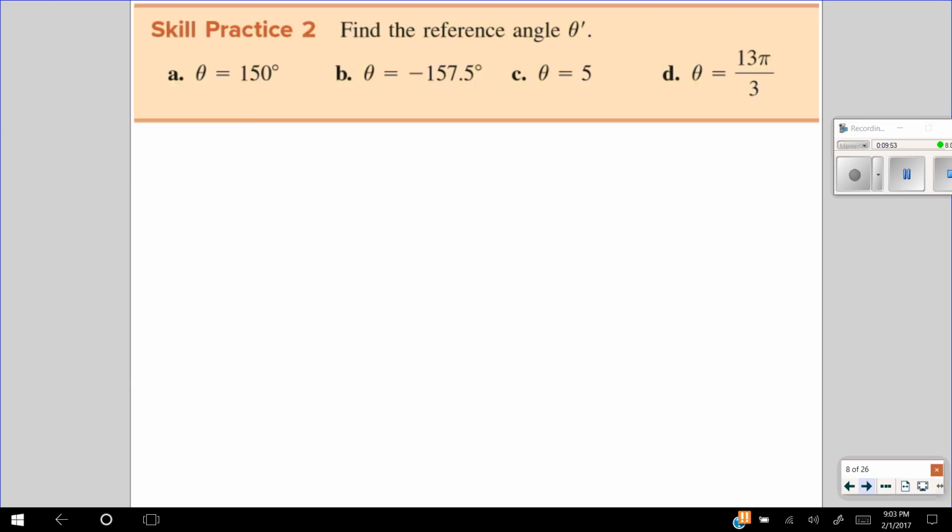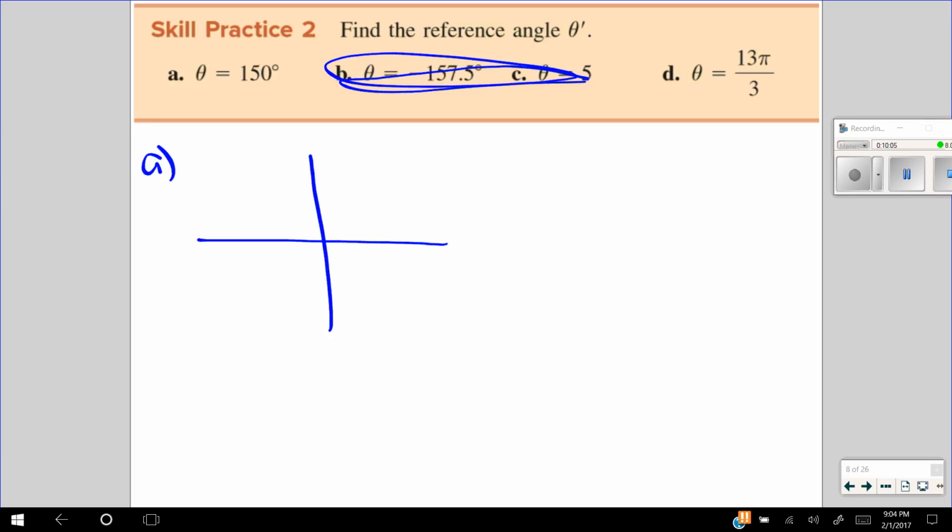So, I'm just going to pick a couple of these to try. I'm going to do just A and D here. Reference angle for 150, 150 is before 180, so here. When I drop it to the x-axis, the reference angle is the difference between 150 and 180, which is 30 degrees. Okay.